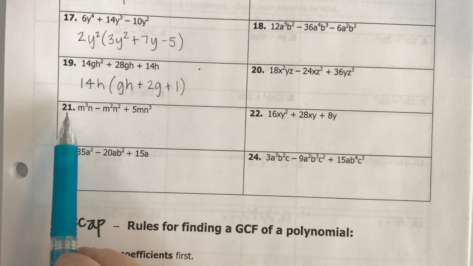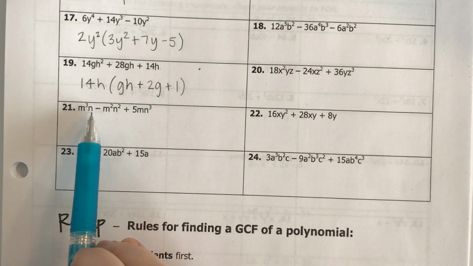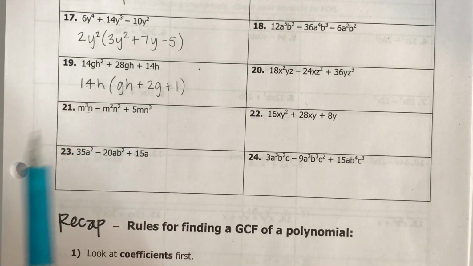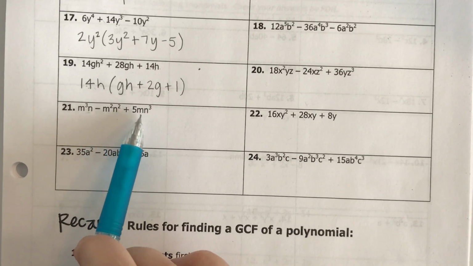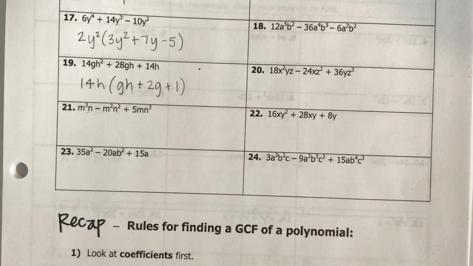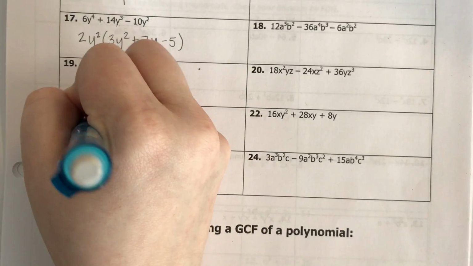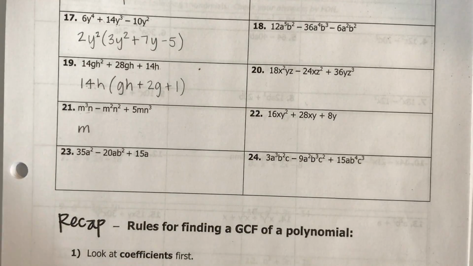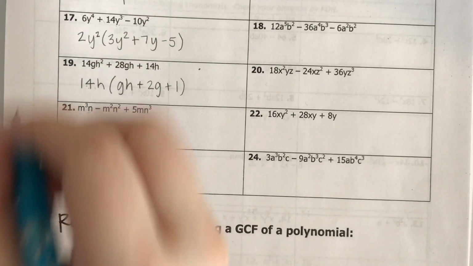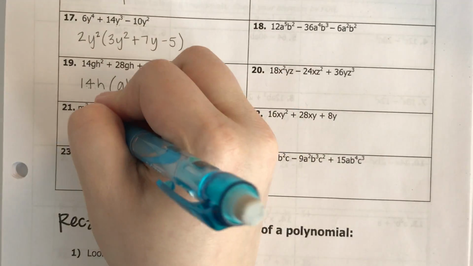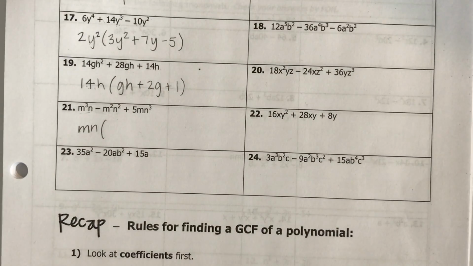Excuse me. So, m cubed n minus m squared n squared plus 5mn cubed. Well, the only number I can take out is 1. Okay. What can I take out letter-wise? They all have at least one m, so I can take out an m. And they all have at least one n, so let's do 1n. mn is my greatest common factor.